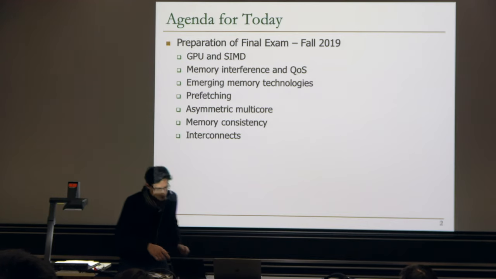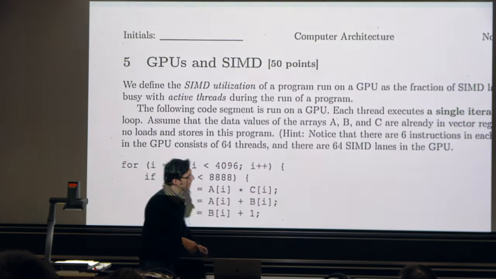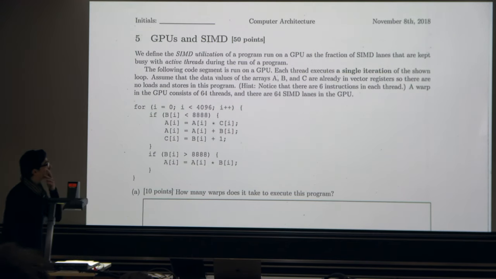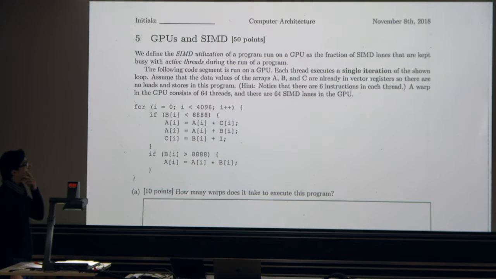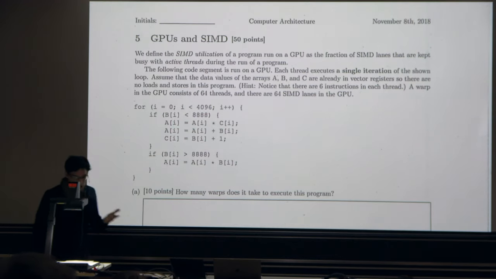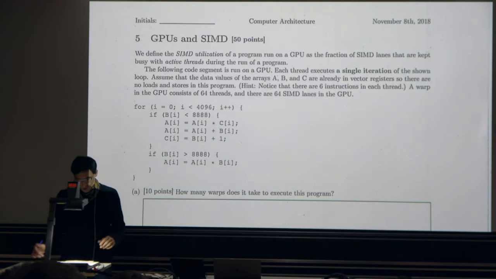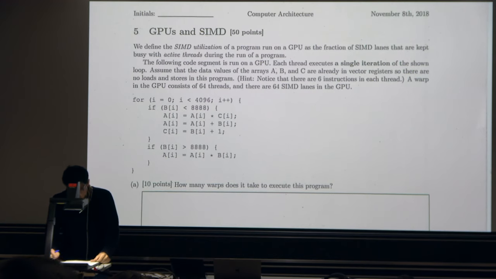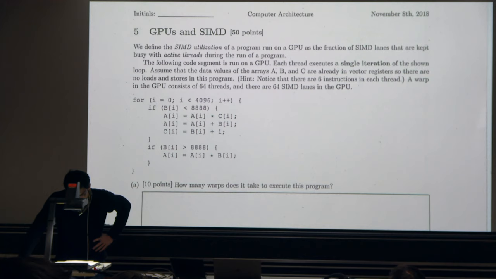Okay. So then let's go to the first question that we are going to solve today. This question is from last year's midterm, I think, and it's about GPUs and SIMD. You for sure have already solved similar questions, if not the same one. It says, we define the SIMD utilization of a program run on a GPU as a fraction of SIMD lanes that are kept busy with active threads during the run of a program.